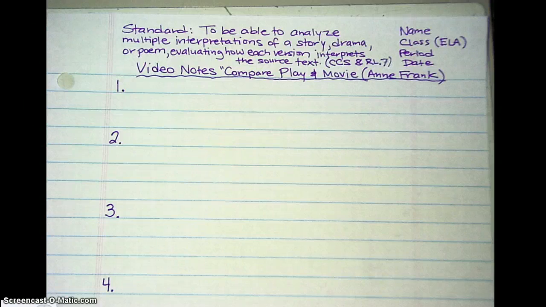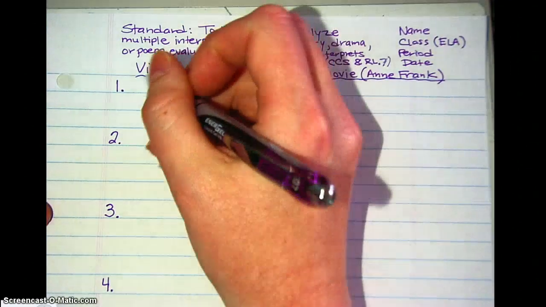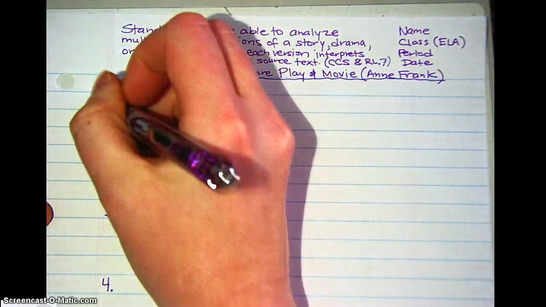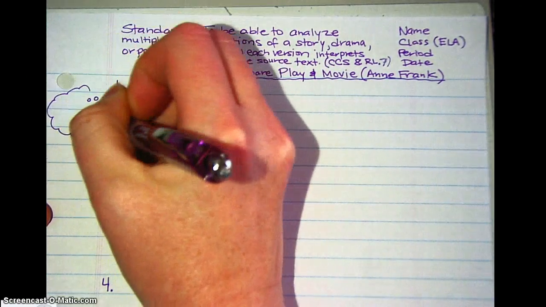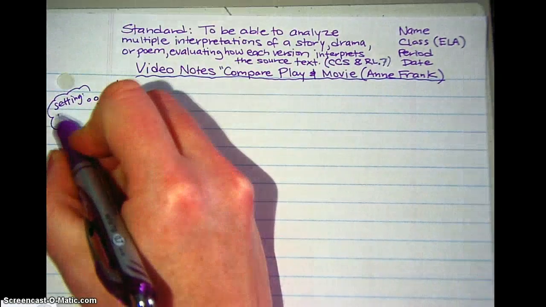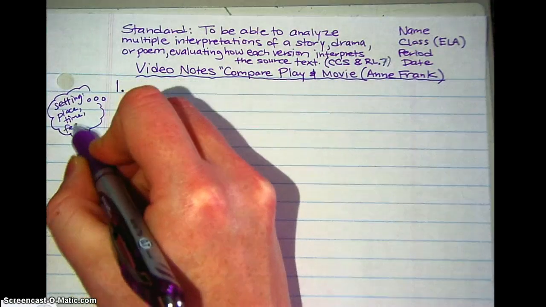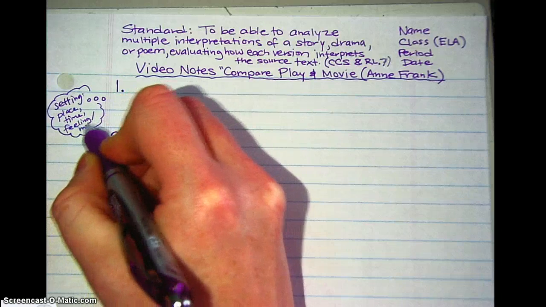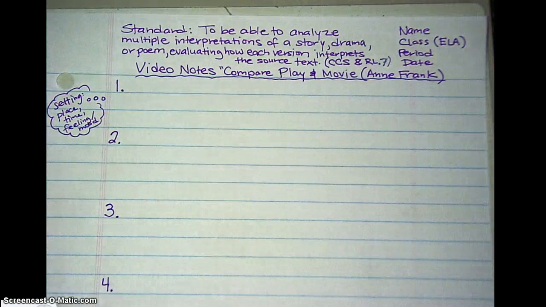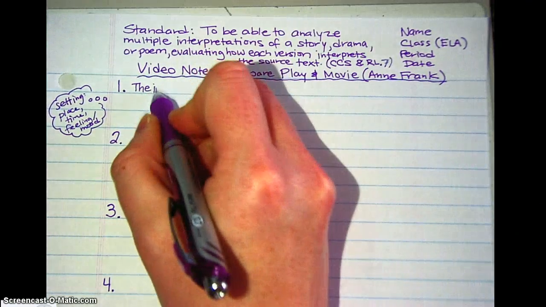So number one, go ahead and put number one: how do the images on the screen compare to your own interpretation of the setting? So remember, and it might be a good idea if you don't remember what setting is, to write it out here. Setting is place, time, and it could be like a feeling or mood. If you don't know how to start, I'm going to give you an idea of how to start here.